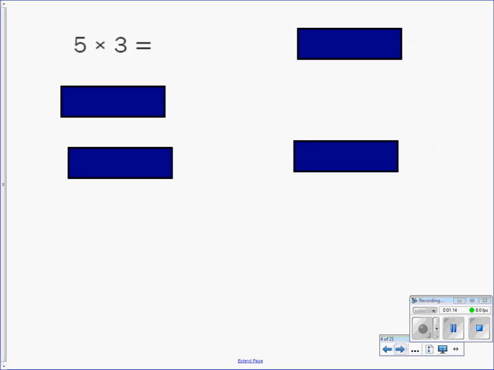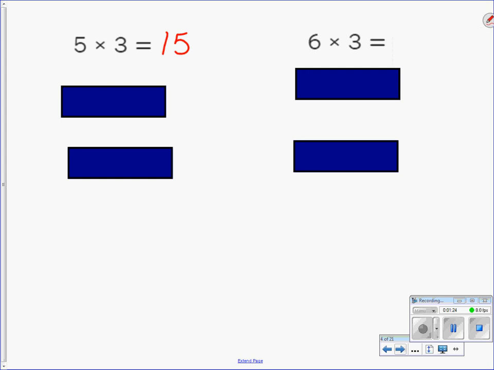Okay, our next one, 5 times 3. We can count by 5s, 5, 10, 15. Okay, and I can use that 5 times 3 to help me with 6 times 3. Here I have 5 3's. Here I have 6 3's, so I'm just going to add another 3 on. So 6 times 3 must equal 18.